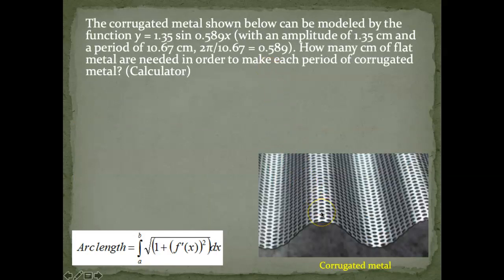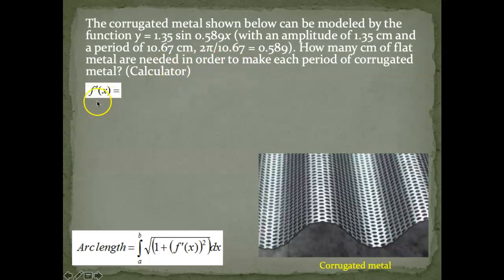This metal here below can be modeled by the function y, notice it's a sine function, with an amplitude of 1.35, which is this value right in front of the sine, and a period of 10.67. How do we get that period of 10.67? Well, 2 pi divided by the period should equal this value in front of the x, okay? So we're given that the period is 10.67. How many centimeters of flat metal are needed in order to make each period of corrugated metal? We can use a calculator here, okay?